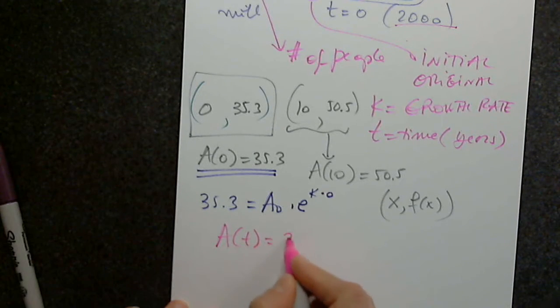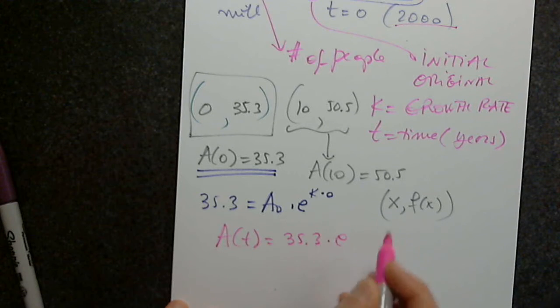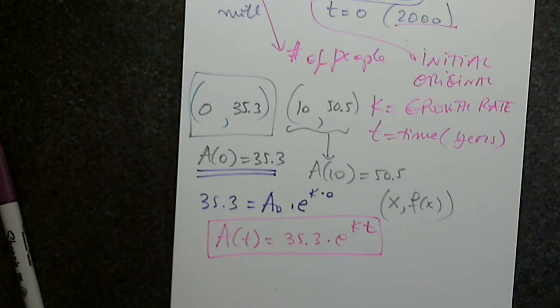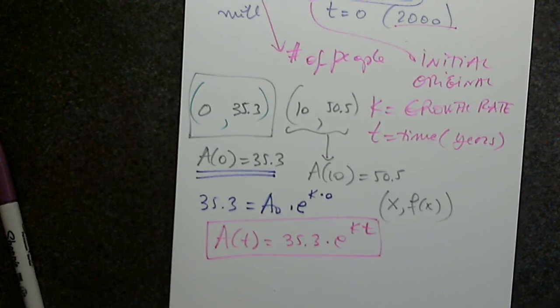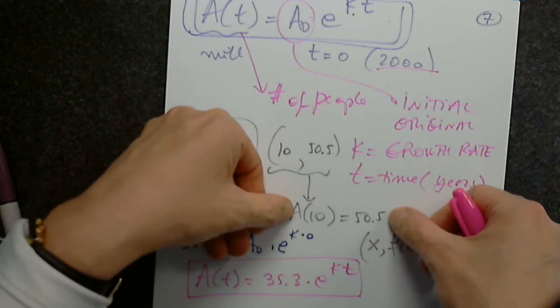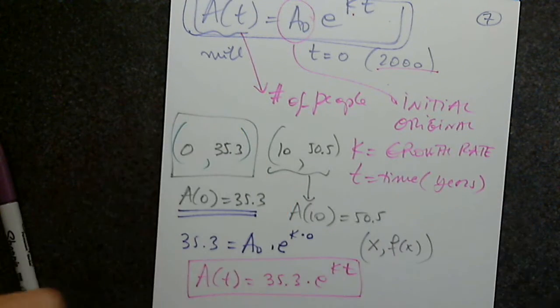So here's what I know so far. I know that A of t equals 35.3 times e to the kt. This is what I have so far. I determined the original number of people, but I still have k to determine. Now I need to use the second point and plug it in. Slowly tell me what to write when we use the second point to plug it in.